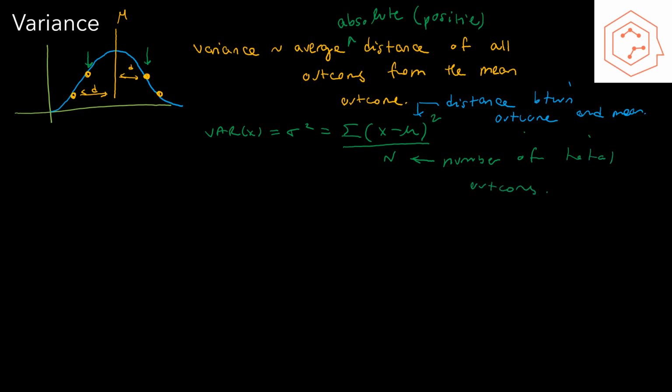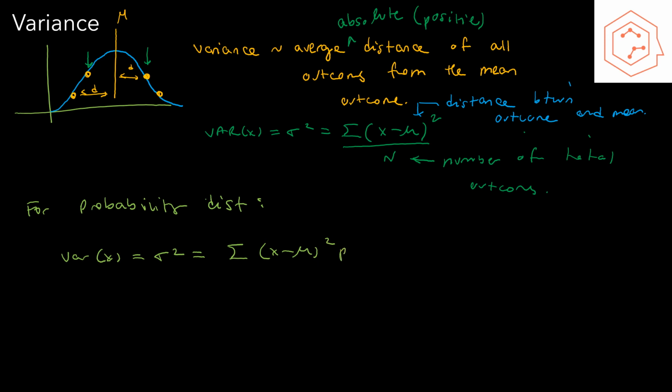But once again, some outcomes are more likely than other outcomes, and so for probability distributions specifically, we weigh them just like we did for the expected value. And so in this case, var x, which is equal to sigma squared, is equal to the sum of x minus mu squared for all the data points multiplied by the associated value that the probability distribution has for that outcome. So this is the formula that we're going to be using.